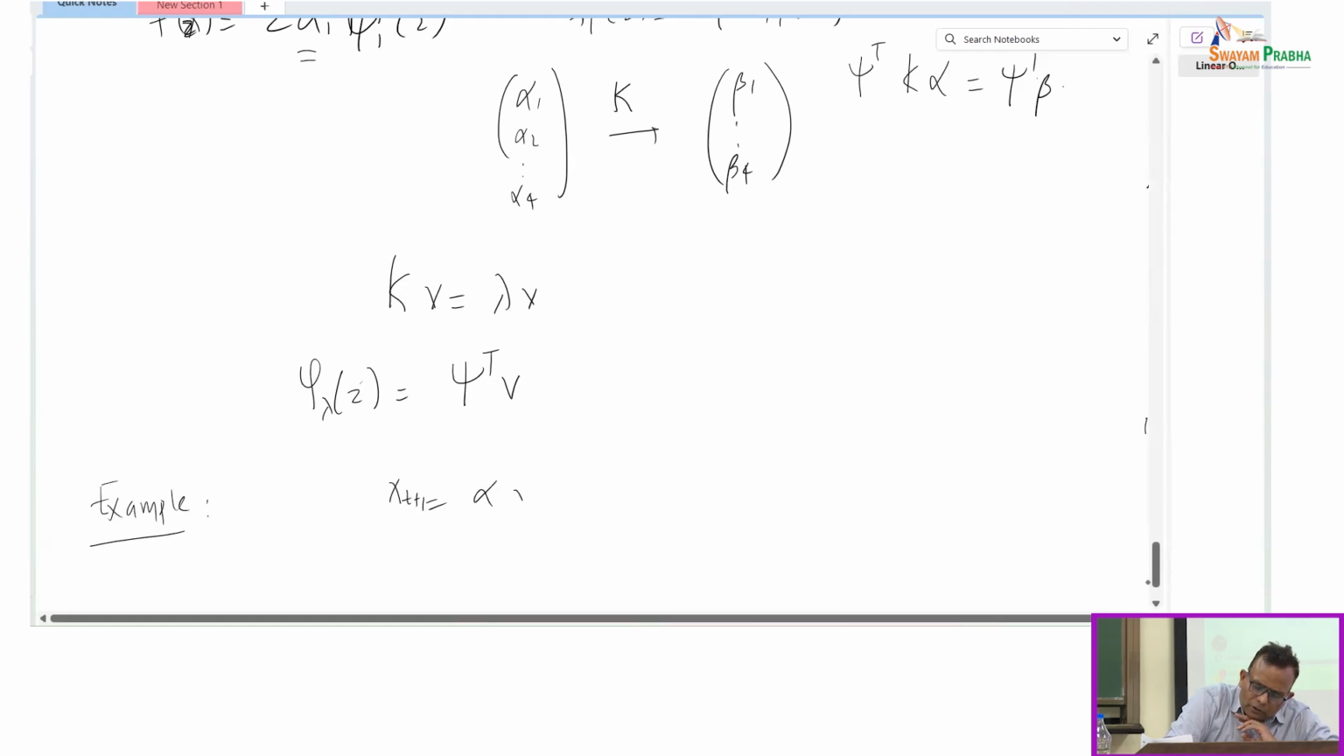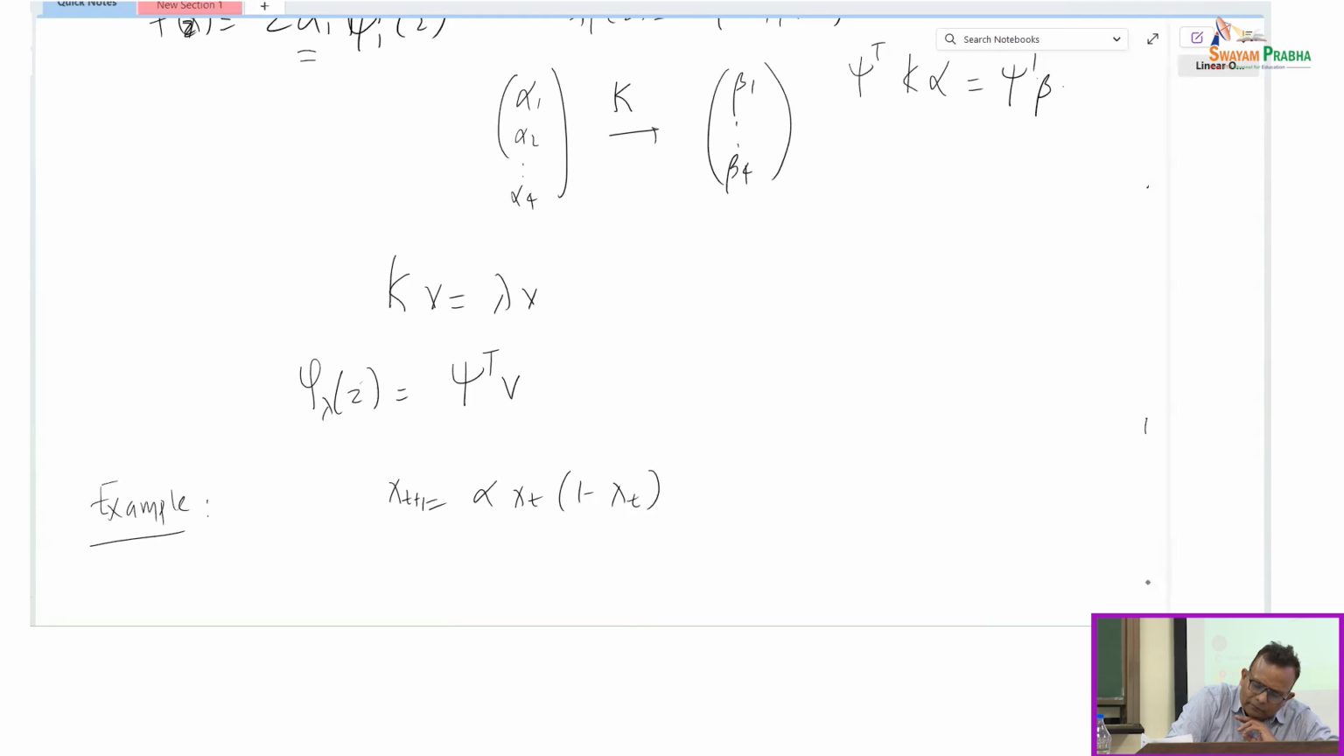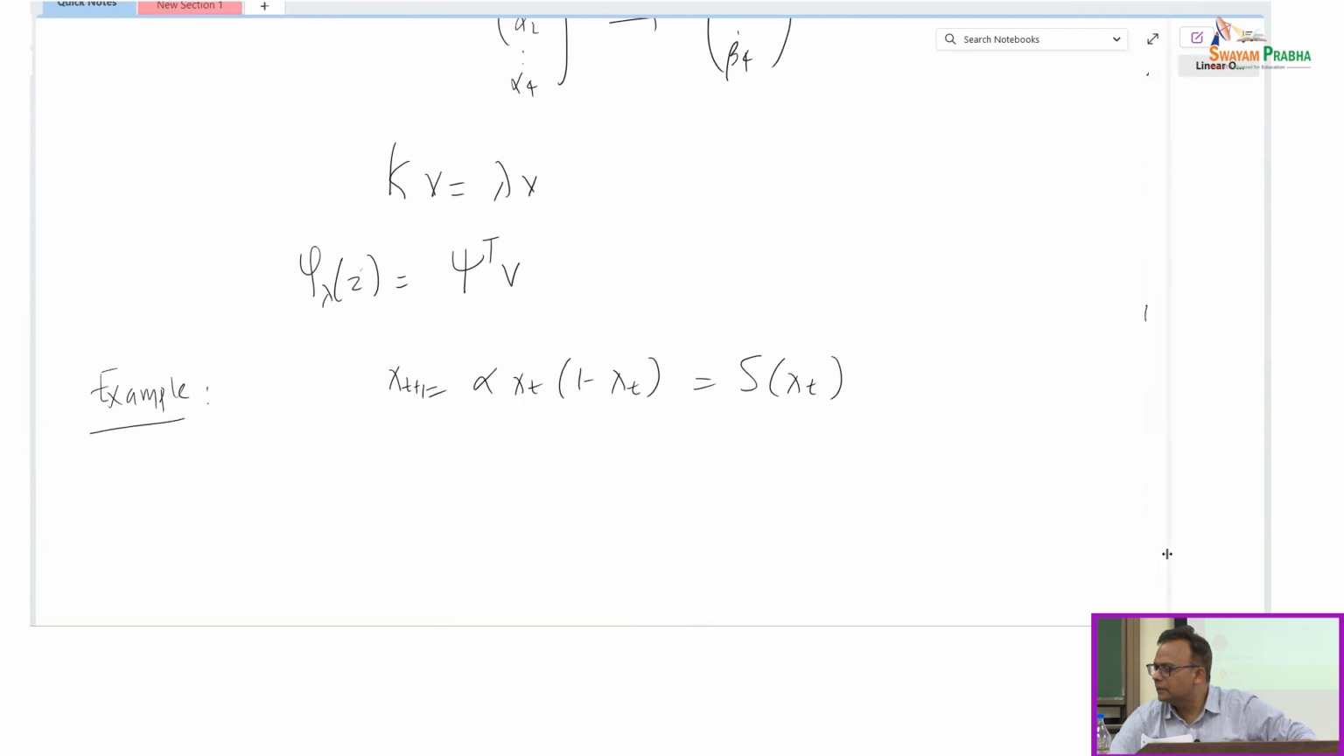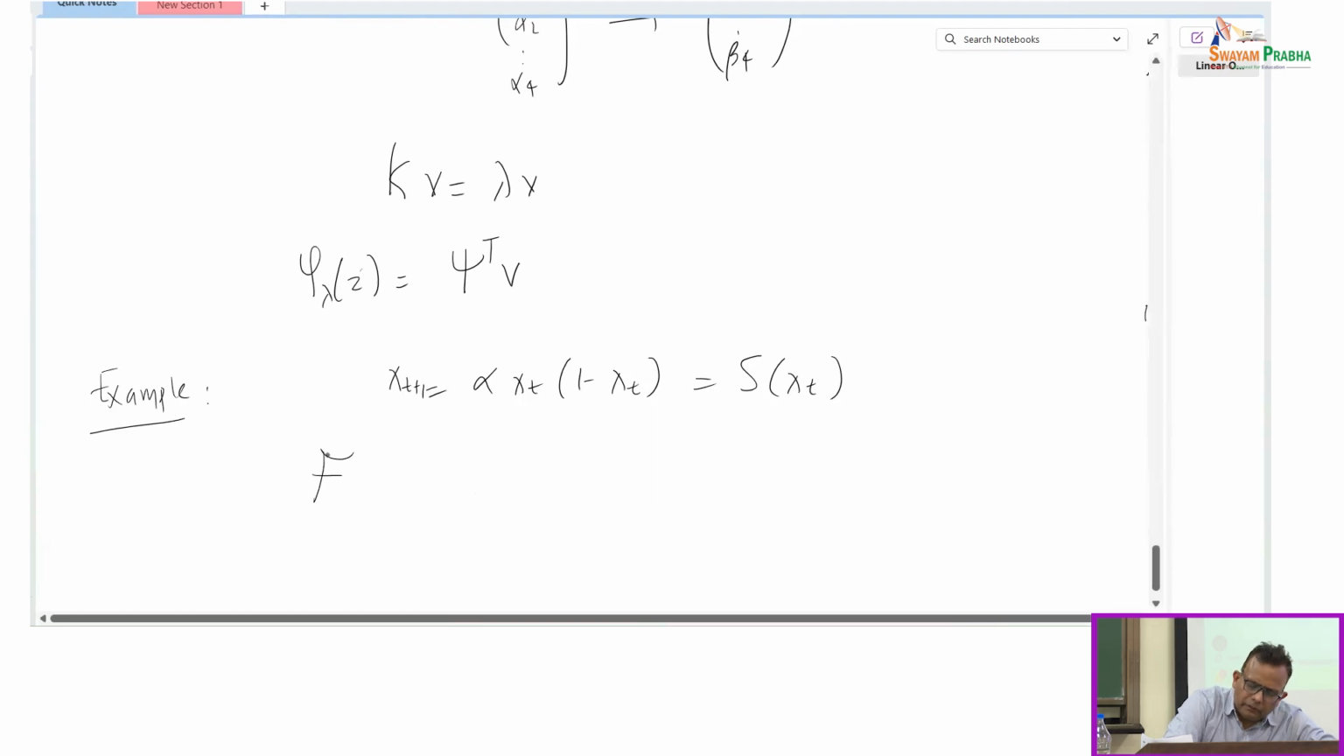x t plus 1 equals alpha x t times 1 minus x t. Let's call this s of x t. And now let's pick the basis in this case. The criterion I'm using in the selection of the basis is that I look at the right-hand side of the system. What kind of nonlinearities are there? It's a polynomial nonlinearity, it's a square. So I'm using a polynomial basis. Let's say I pick 3 basis functions, the span of 1, x and x squared. And see what happens.